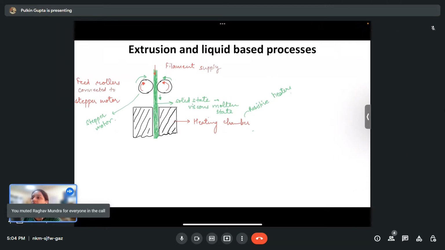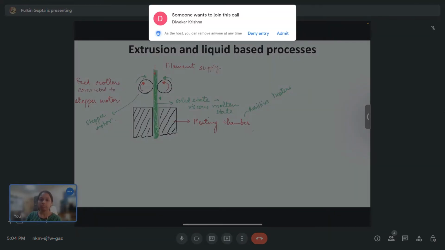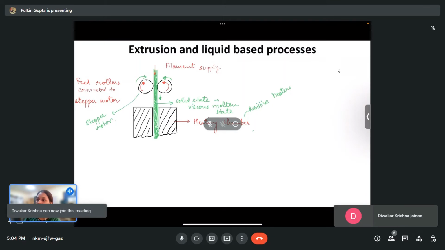So let us begin with the extrusion and liquid based processes. As the name suggests, this technique is based on extrusion of a material that is in the liquid form. Extrusion means any material that you can extrude through a fine nozzle or a fine pipe. Icing on a cake is a simple example, or taking toothpaste out of the tube, that is extrusion.